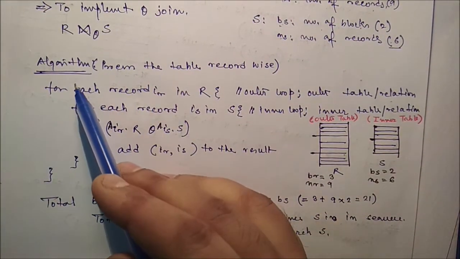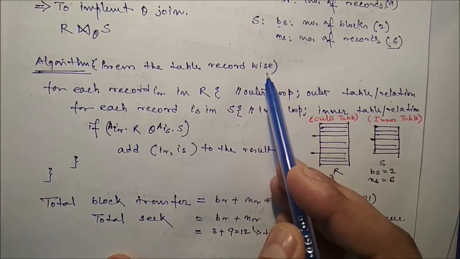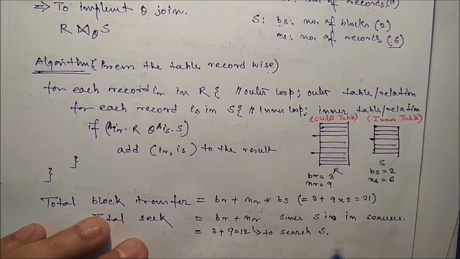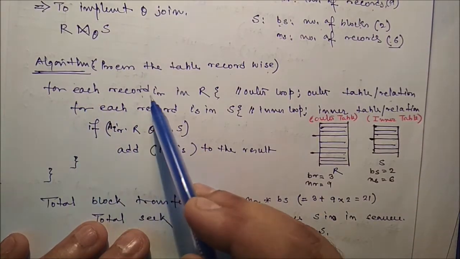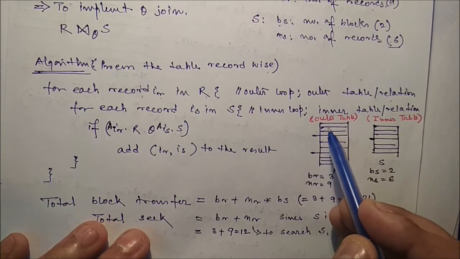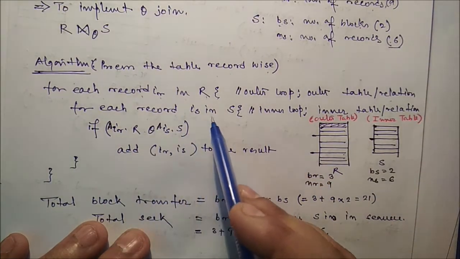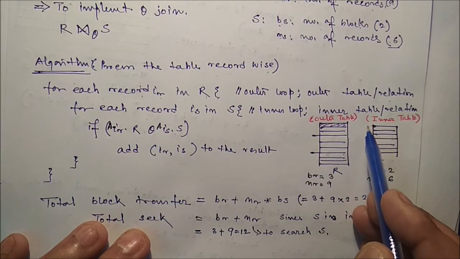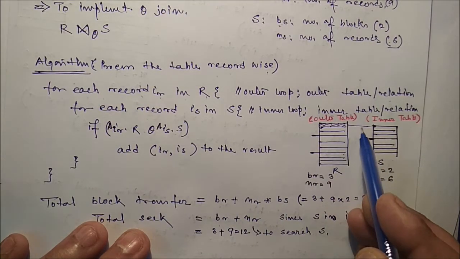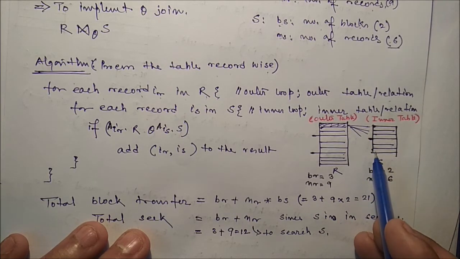Here in the nested loop join algorithm we process the tables record-wise. Record-wise means what? You just see here: for each record IR in R, and for each such record, for each record IS in S, we have to check each and every record against all the records. Are you getting this one?